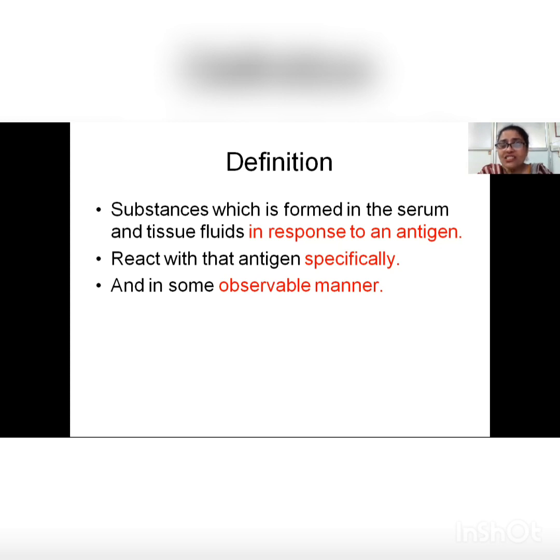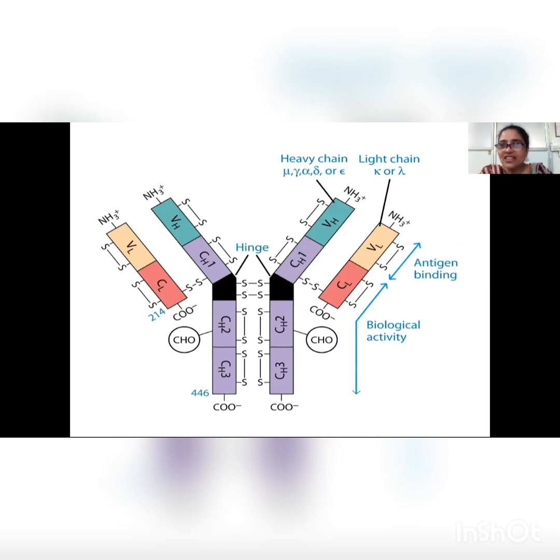And these reactions are usually in an observable manner that we can calculate, we can see, and we can observe, either through a change in color, or there are many ways, and there are many types of antigen antibody reactions that we will be reading in future. Presently, just understand that these reactions are observed and are readable. Antigen antibody reactions are specific, observable, right? Now, today we are focusing only on antibodies or immunoglobulins.